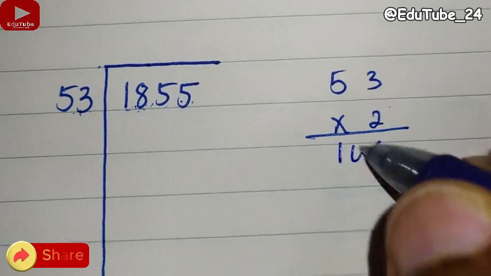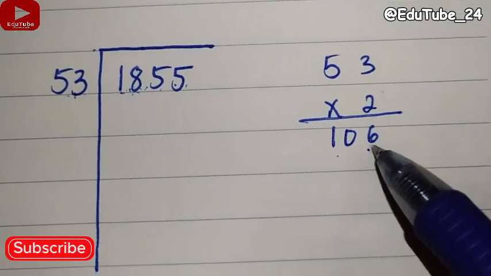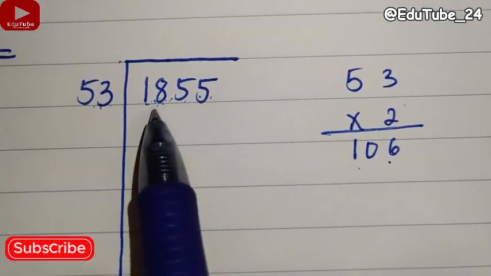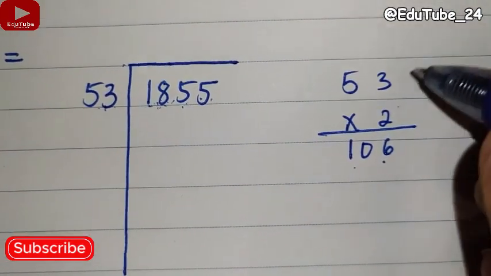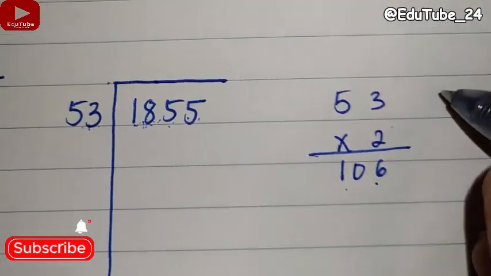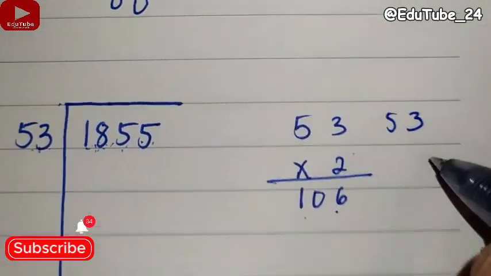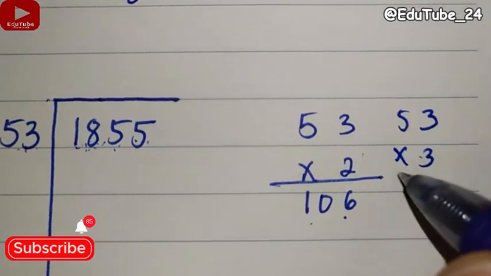2 times 5, that will give me 10. So it's going to give me 106, which is quite lower or less than 185. So then now I'm going to try the next number. I'm going to multiply 53 by 3. So 53 multiplied by 3.